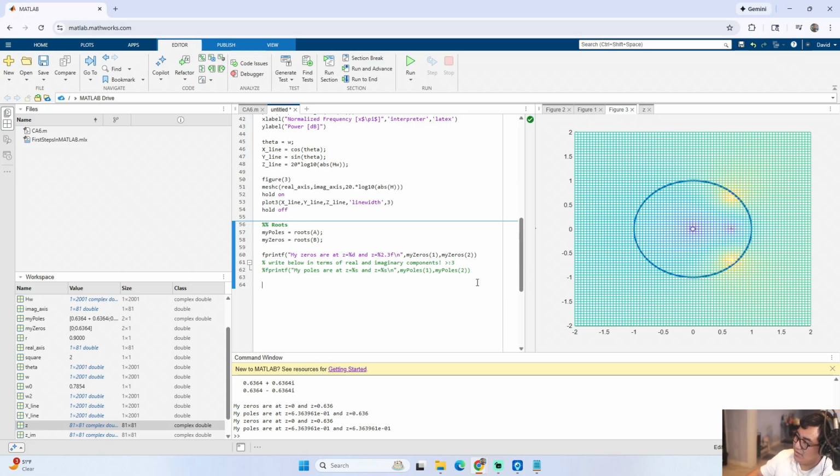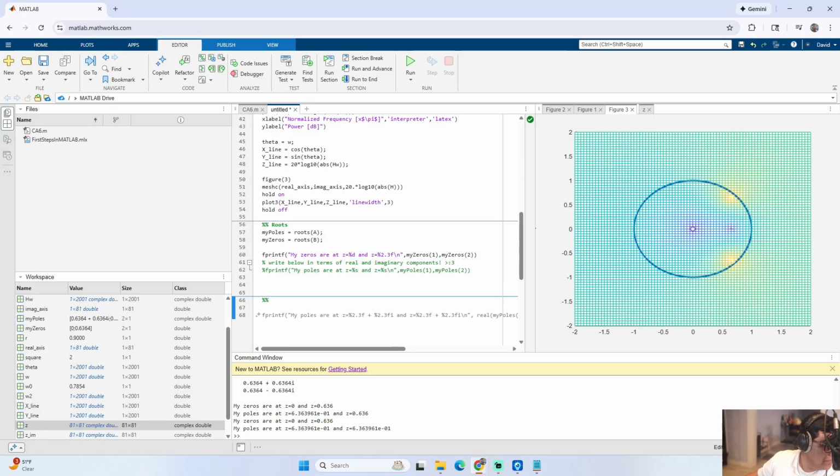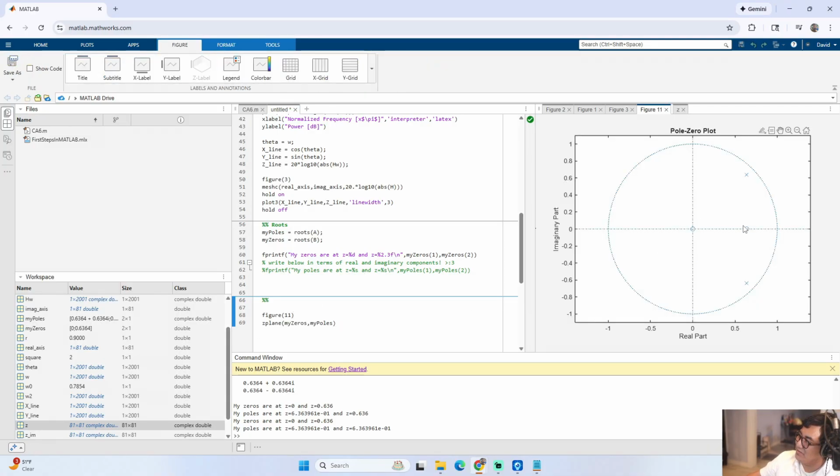Cool. Anyways, now let's just do another figure. I don't know. I'm just choosing random figures. Let's do a Z-plane. Oh yeah, look at that. It's our pole. It's our 0, and then that's our thing right there too.